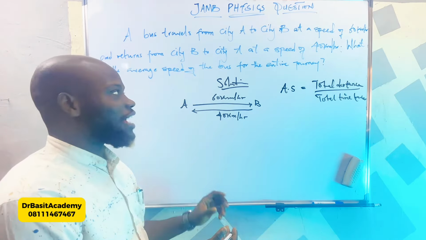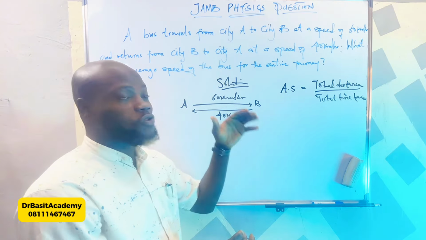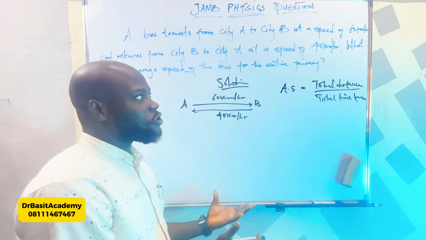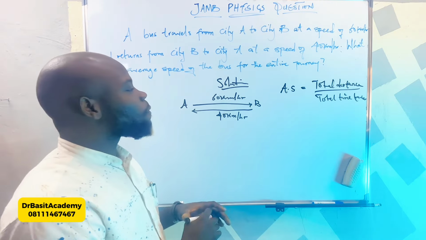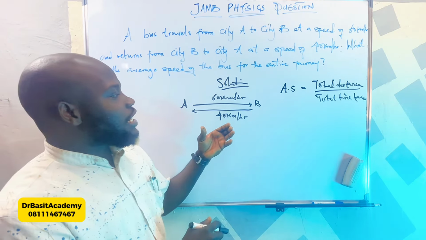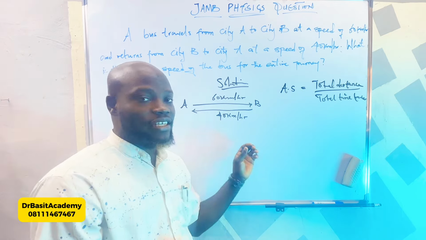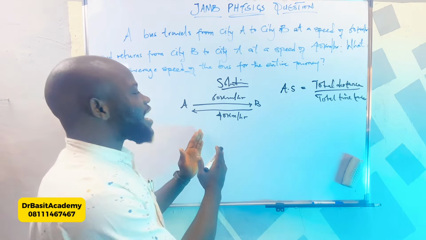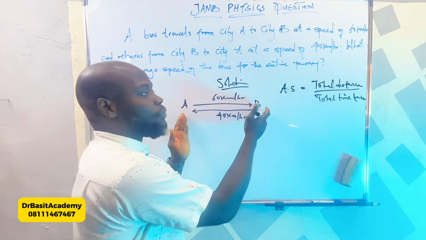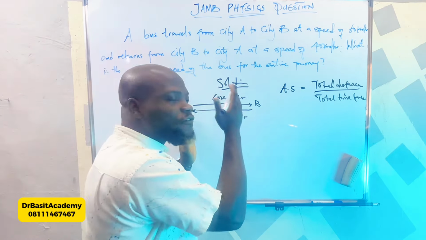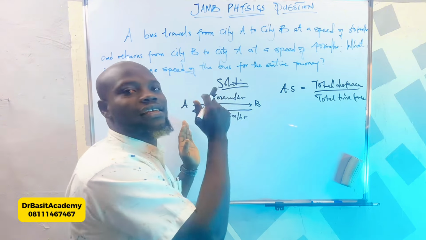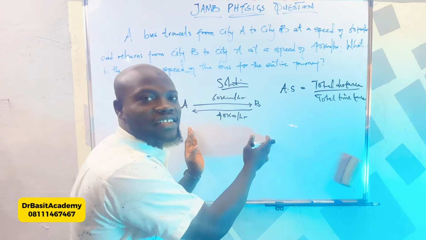Since our options are in meters, then we'll have to convert to meters. Do you understand? There is no option. So let's just go with kilometer per hour, all right? So let's use 100 kilometers, okay? Let's assume the distance between point A and point B is 100 kilometers. Do you understand? Whatever figure you use to represent the distance, you're going to arrive at the same answer.